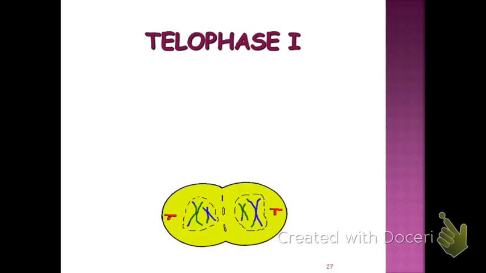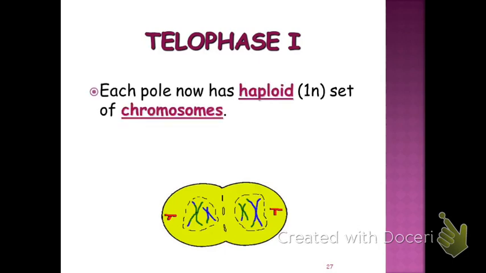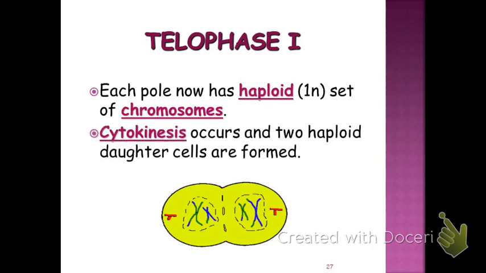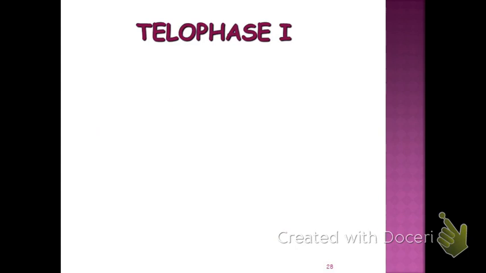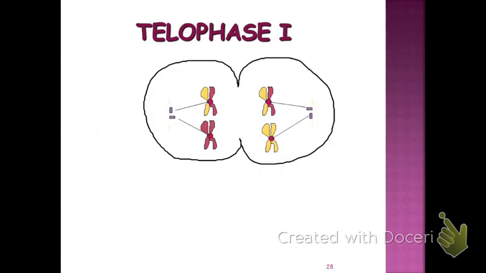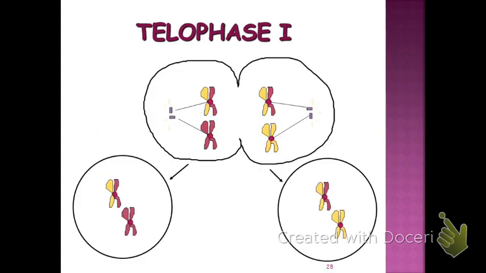So at the end of telophase 1, we're still going to have the chromosomes looking like an X, and they're now going to be haploid cells, right? So it'll look something like this at the end of telophase 1. We'll have 2 haploid cells. We now have 2 chromosomes instead of 4.